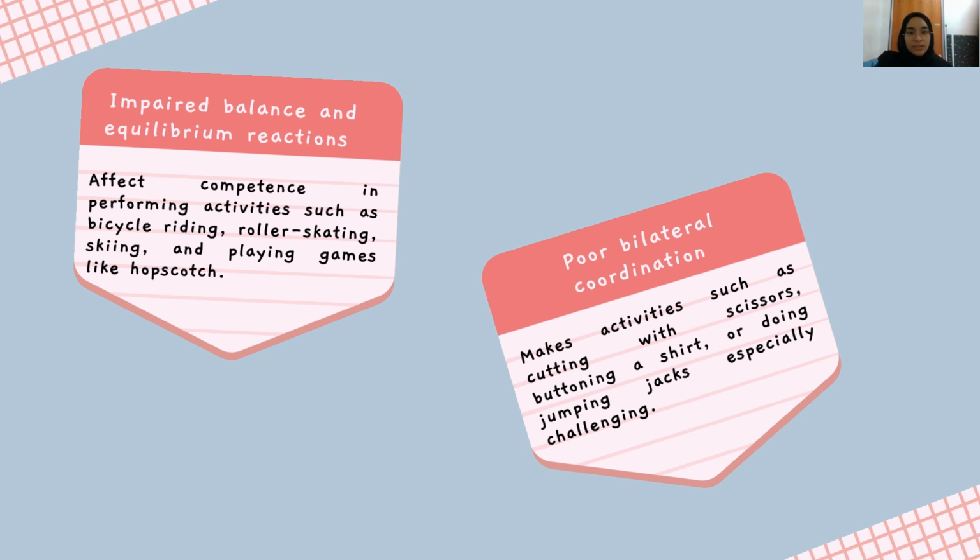Next, impaired balance and equilibrium reactions will affect competence in performing activities such as bicycle riding, roller skating, skiing, and playing games of course. Because again, these kinds of activities or games or sports require lots of balancing.